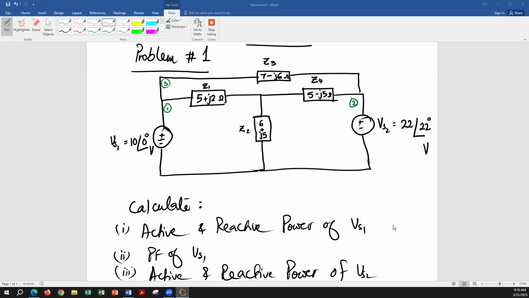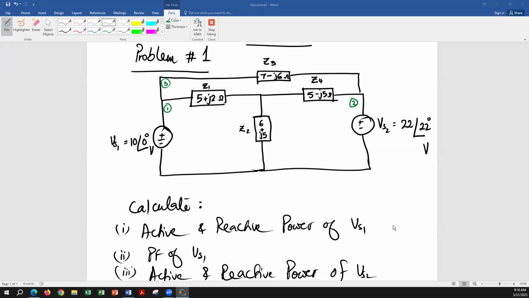And the current that you are finding is going to be in phasor form. So once you know the angle of that current, you know the angle of voltage, and you can easily calculate the power factor as well, right? So all you need to do is find the current passing through VS1, and then you can calculate the first and second. Likewise, the same thing applies to VS2. We need to find the current passing through VS2 to calculate the active and reactive power, as well as the power factor. The fifth thing is power in Z2. So what do we need to do to calculate power in Z2?